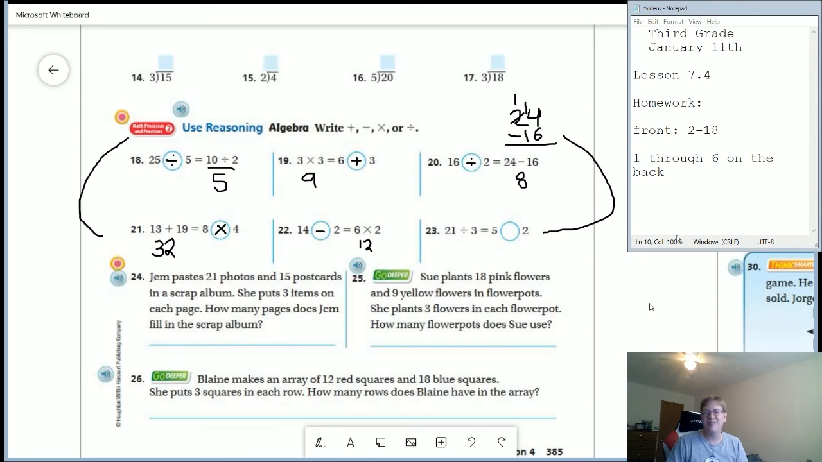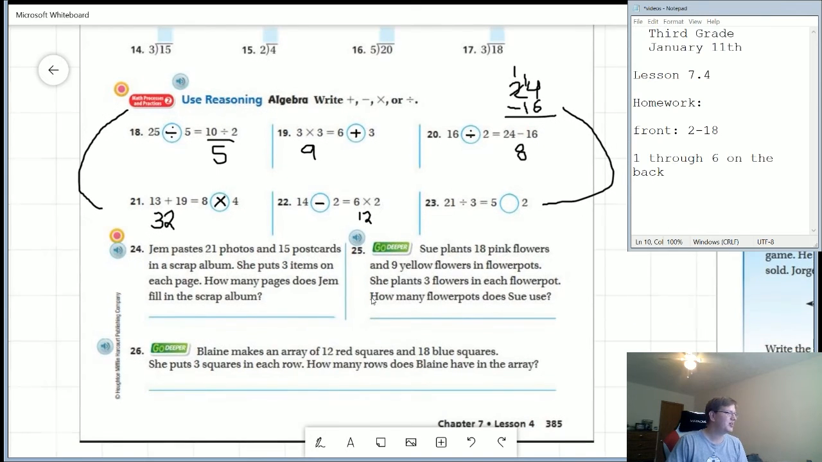So I'm still trying to make this a little bit shorter. So we've got 21 photos and 15 postcards. We're putting 3 items on each page. So one of the things that we can do is figure out how many pages of photos we would get, and then how many pages of postcards we would get, and then add those together. You could also add these numbers together and then divide by 3. So I'm going to suggest that we do the first option.